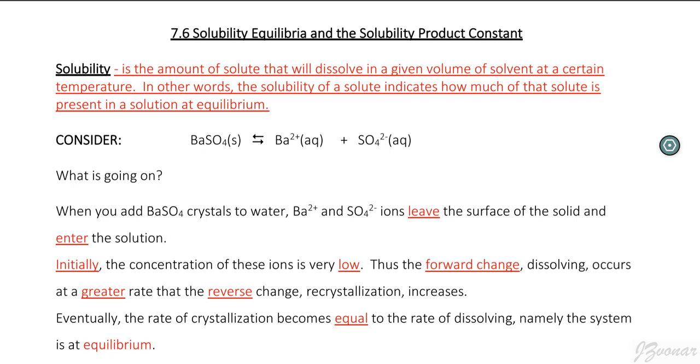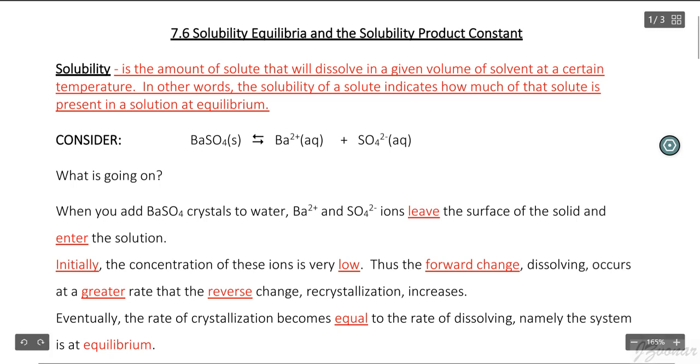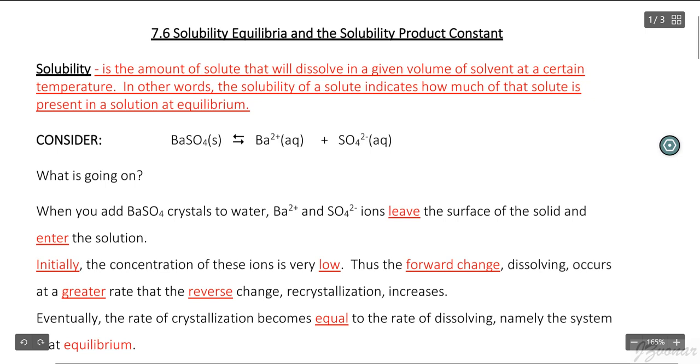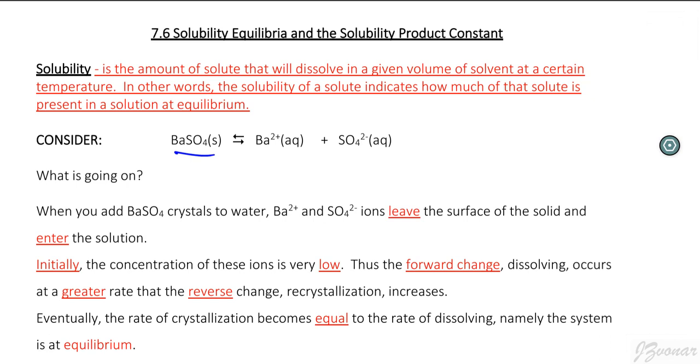So if we consider this reaction of solubility where we place sodium sulfate solid into water, this equilibrium is established. So what exactly is taking place here? At the onset, when I place these sodium sulfate crystals into water, the barium ions and the sulfate ions are leaving the surface of the solid and they enter into the solution.